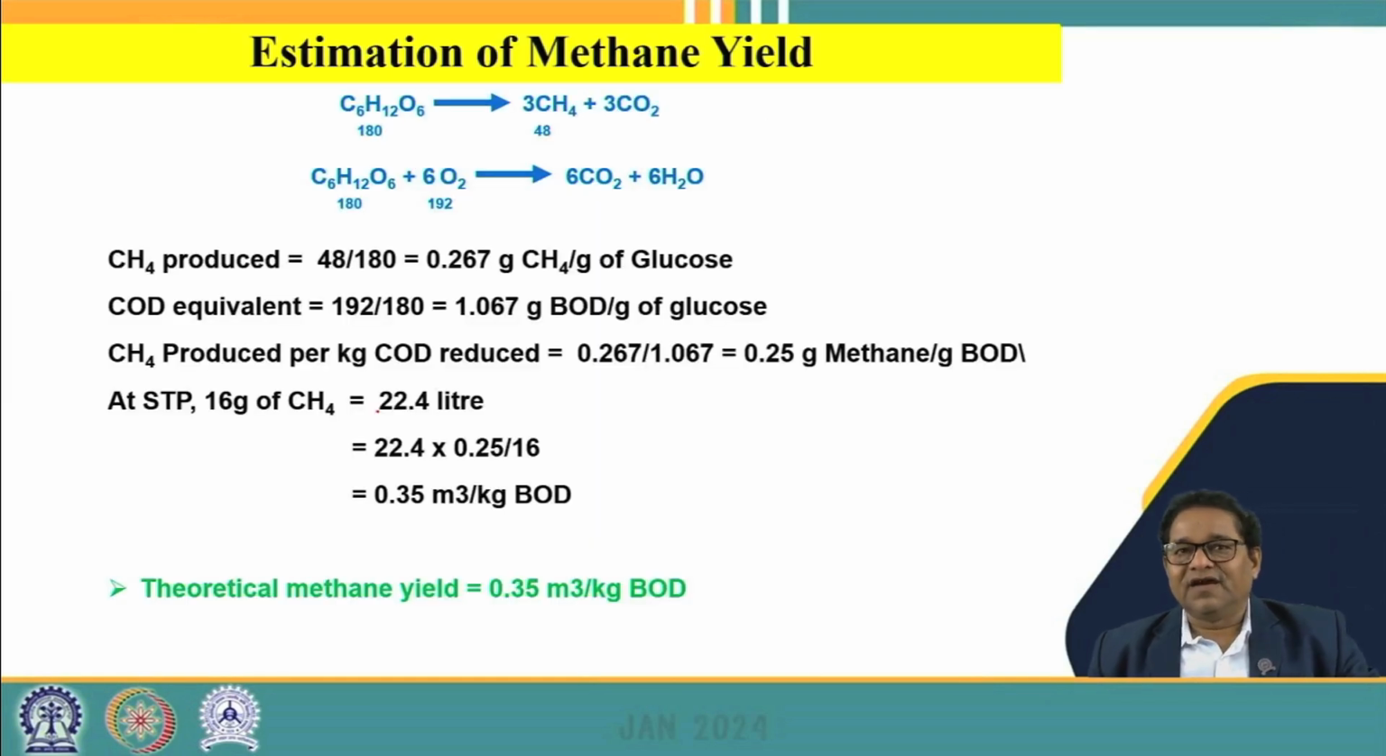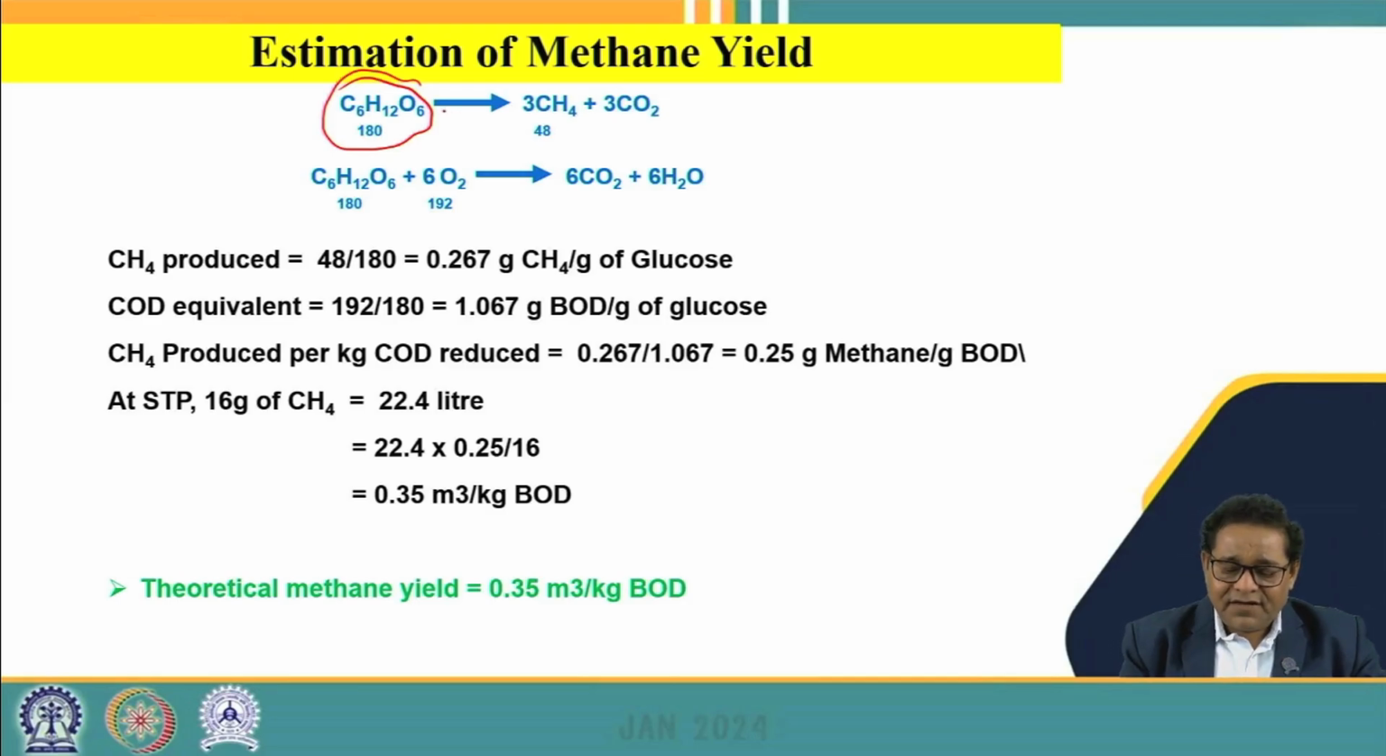Then, in the design of a digester, the estimation of methane yield is to be carried out in order to estimate the quantity of biogas that will be generated through the digestion process. For this, let us see the theoretical yield, how we can calculate the theoretical methane yield generated out of the digestion process. Here, if we take an organic matter, suppose we take glucose, C6H12O6, and it is anaerobically degraded or digested, it will form methane and carbon dioxide.